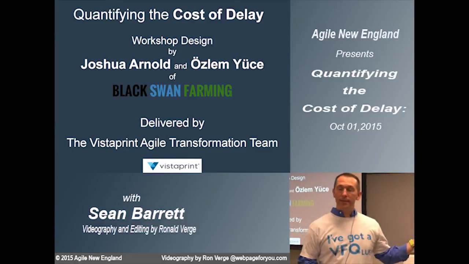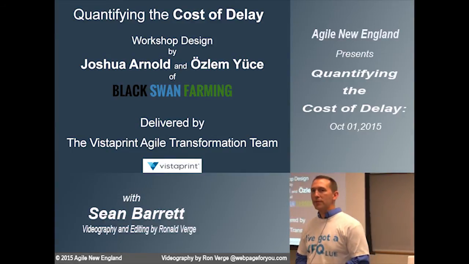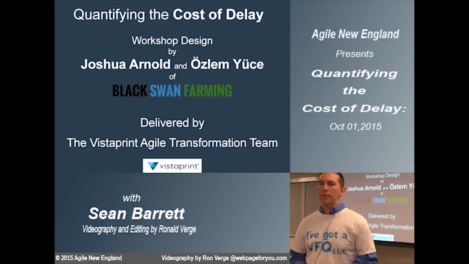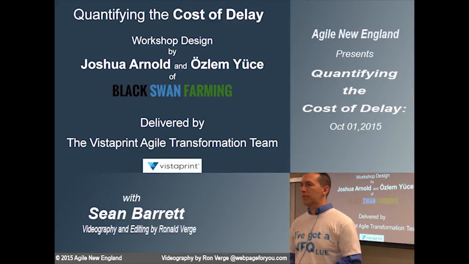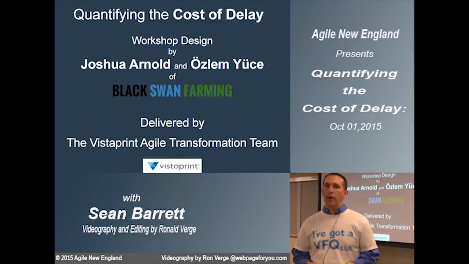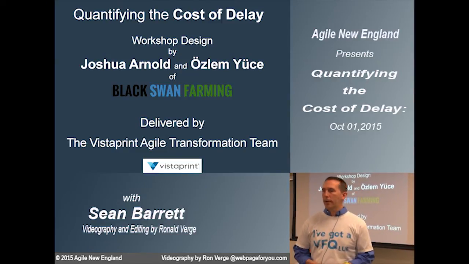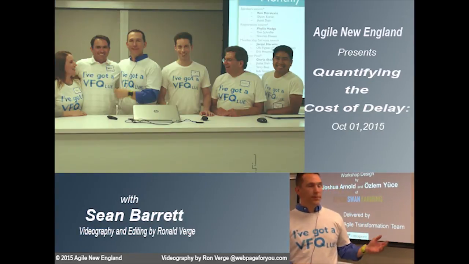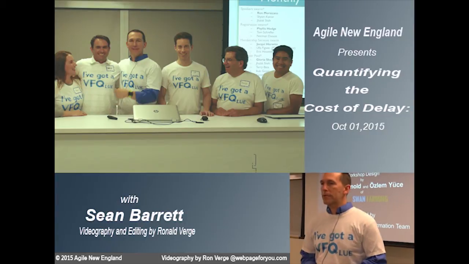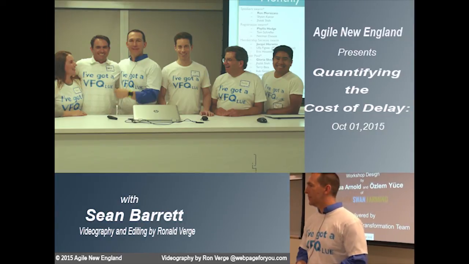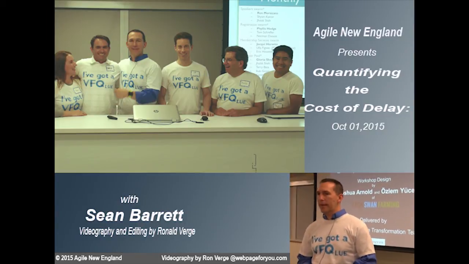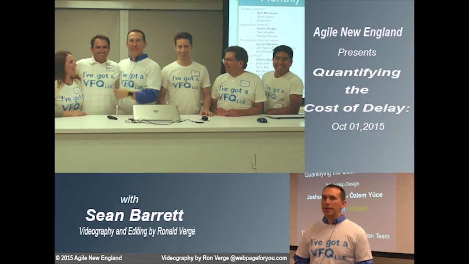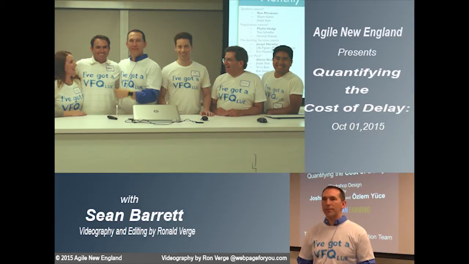First off, I'd like to give credit where credit is due. This workshop was originally designed by Joshua Arnold and Oslo Muse, both the founders of BlackSwanFarming.com. They were our teachers from Emergent as we were learning our Agile transformation at Vistaprint, and they very generously offered to share this material with us for the benefit of you guys. They've delivered it at many international Agile conferences. I was fortunate enough to join them recently at Agile 2015, delivering this workshop.